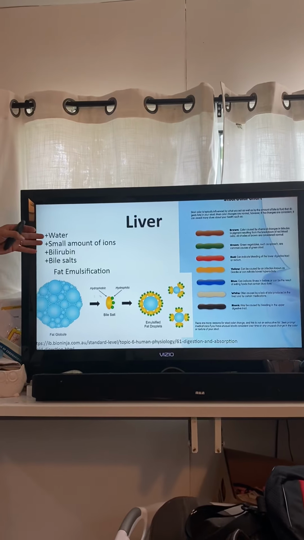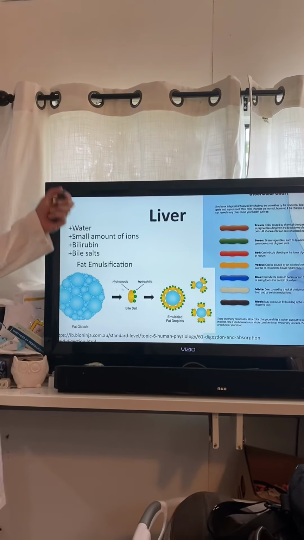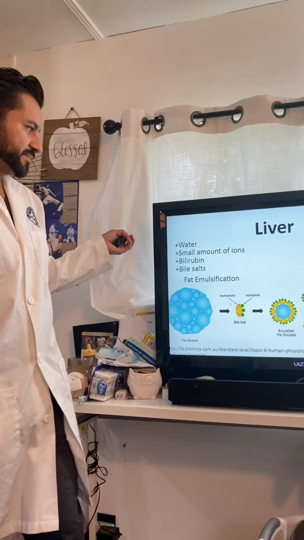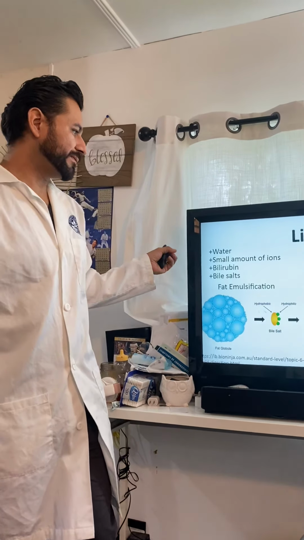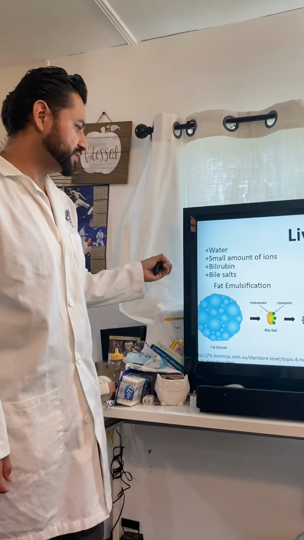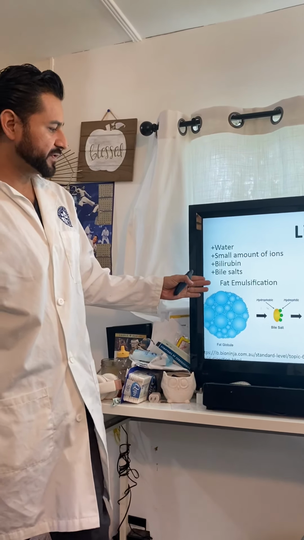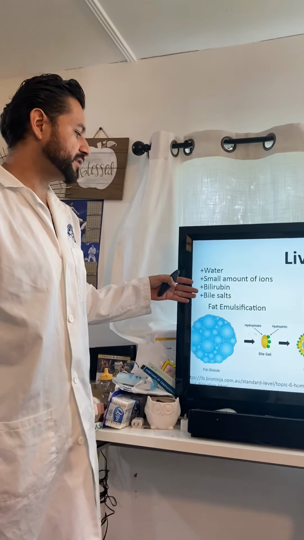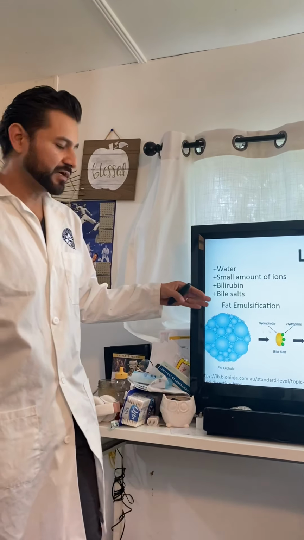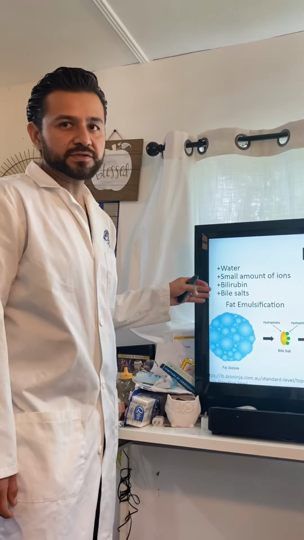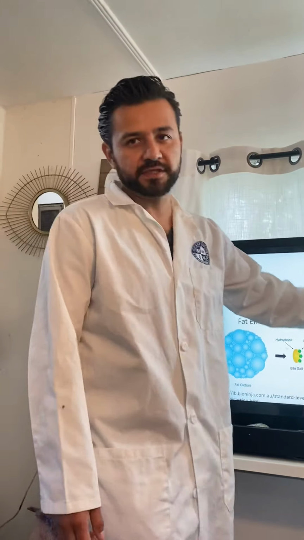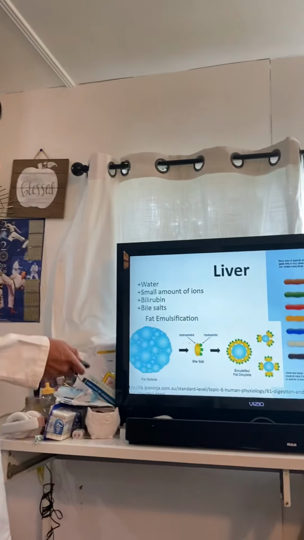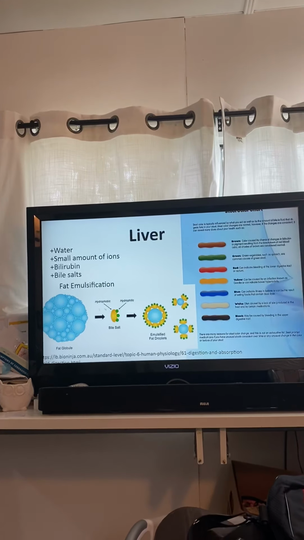The bile is used to emulsify fat droplets, fat or lipid, and the bile is made up of different components: water, small amounts of ions, bilirubin, and bile salts. The bile salts are what give our poop its color. I thought that was pretty interesting. Here's a little bit of examples of what that is.